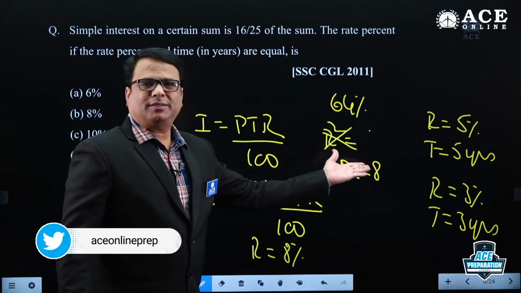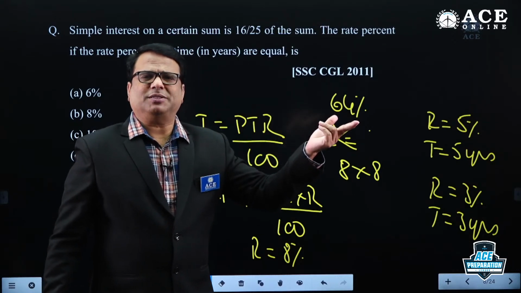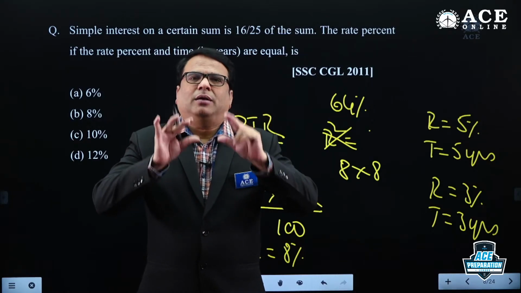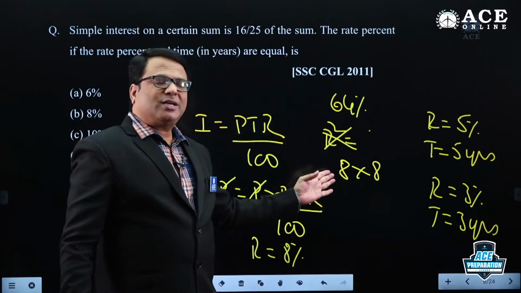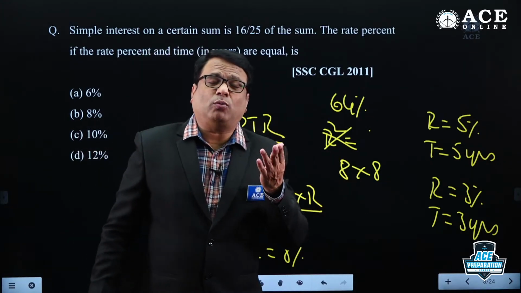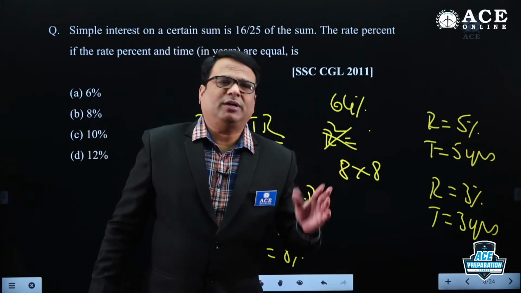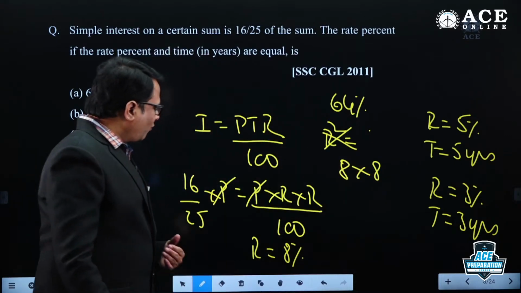This is the advanced method. First convert 16 by 25 into percentage, 64%, and write that 64 is a perfect square, and then find out its square root and write it as 8 into 8. So 8, number of years 8. If you are asked to find out the number of years, you can say 8. And if you are asked the rate of interest, that is also 8. Okay? Now let us go for the next question.